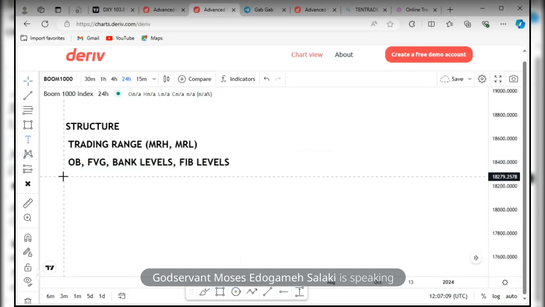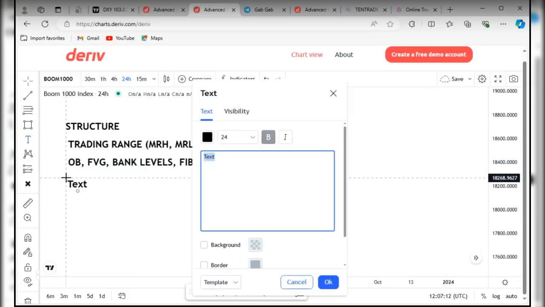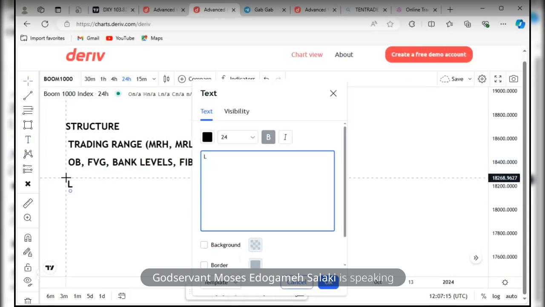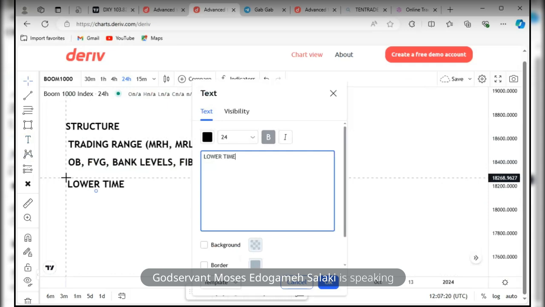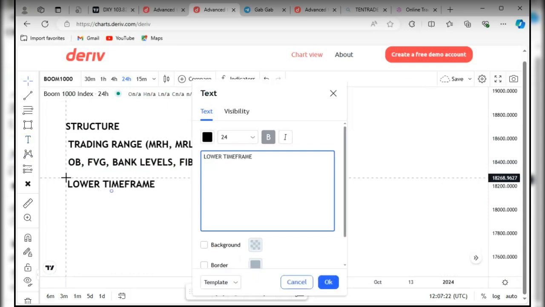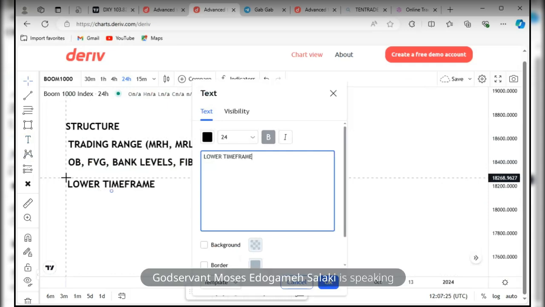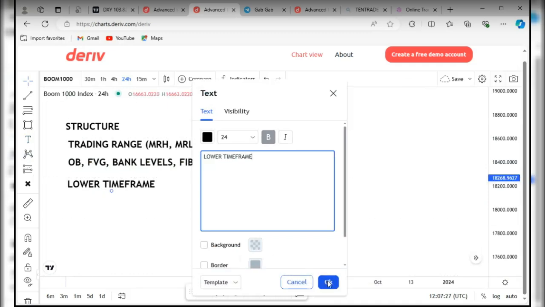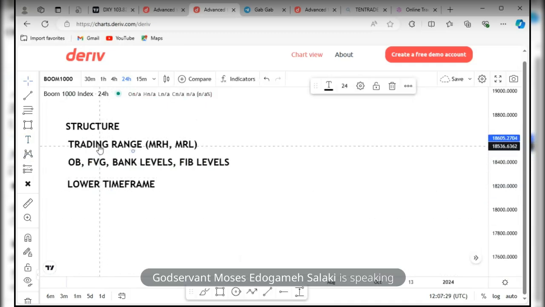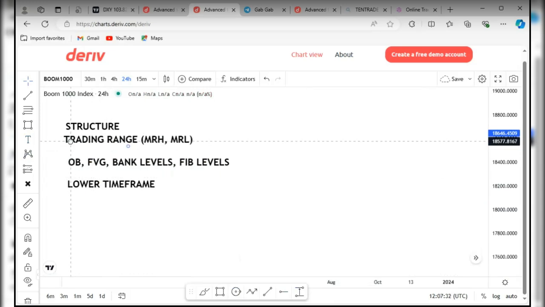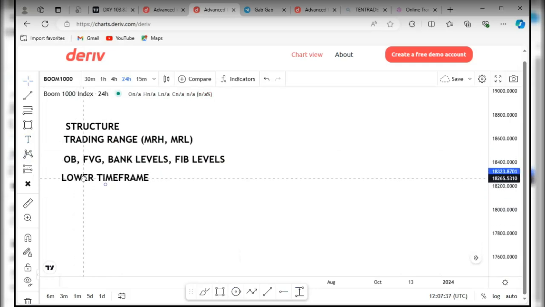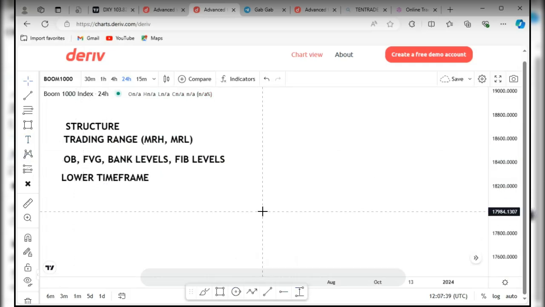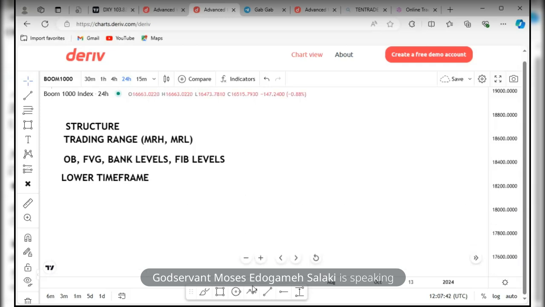Then for those that are in my mentorship community, we talk about a lower time frame entry. Okay, now why do we go all the way to lower time frame? To have a tighter stop loss and to have a higher risk reward, because that's the essence of trading. Lower your risk, lower your stop loss, have a higher win. So this is how a trade is. In fact, these are the first steps you want to take.